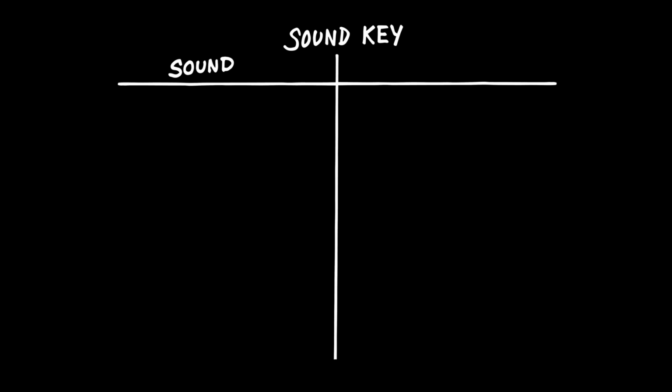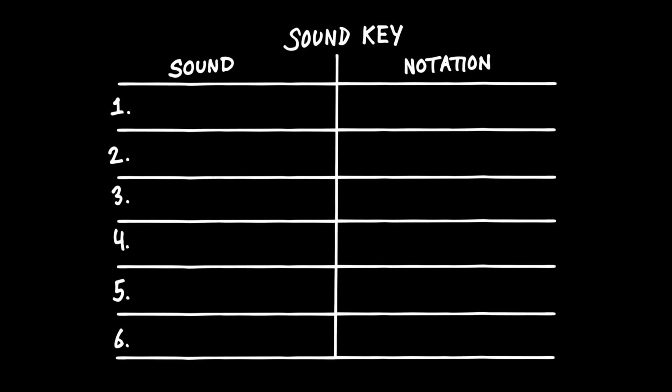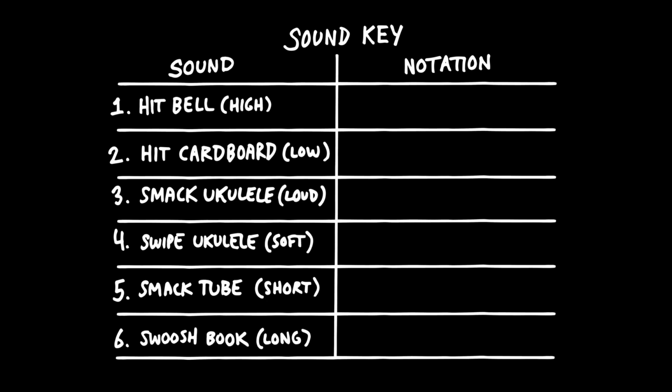First, take a piece of paper and draw a line down the middle. Label one side sound and the other side notation. Let's make 6 rows now. In the sound column, list the 6 sounds you found in your scavenger hunt. In the notation column, design a little drawing to represent each sound. You might want to make your drawings simple because you'll be using them a lot.